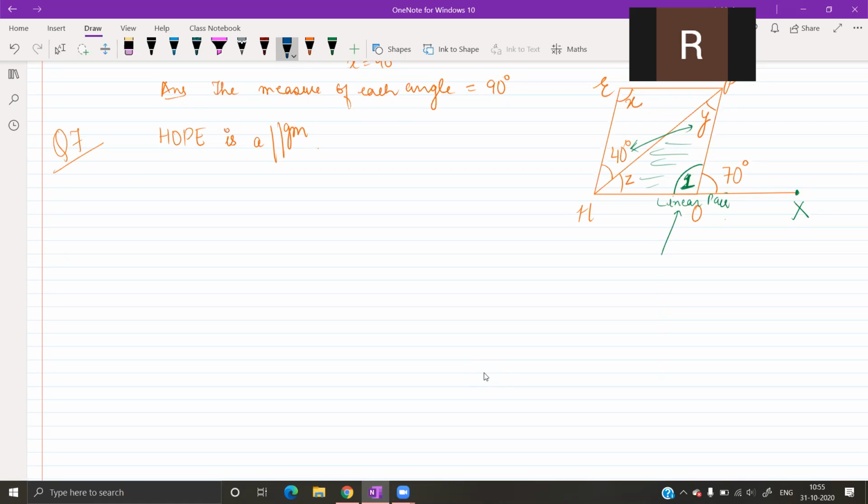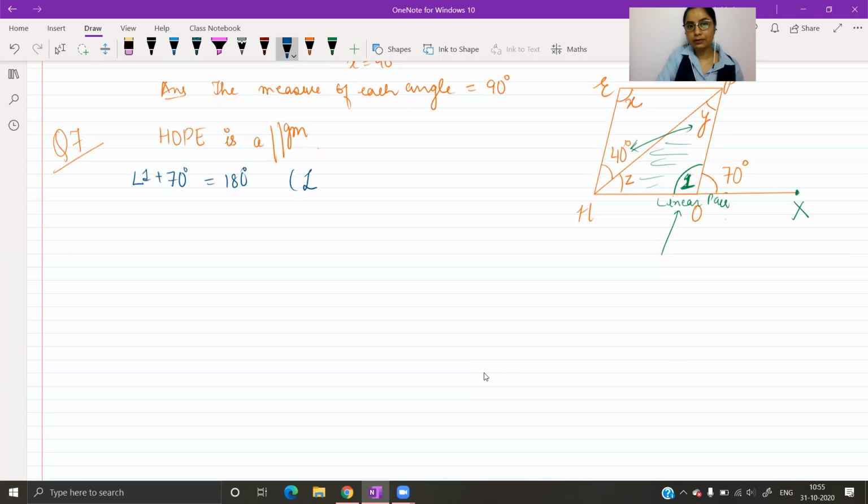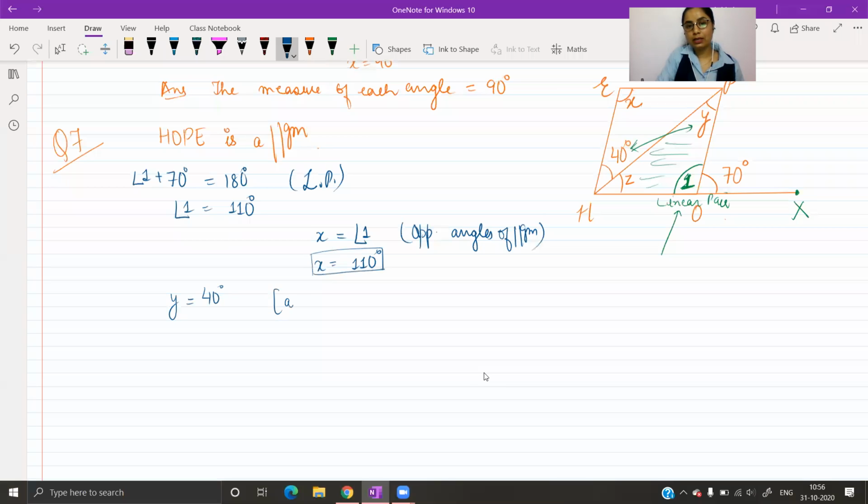Ma'am, angle 1 is 110 degrees. Angle 1 and 70 degrees form a linear pair, and angle 1 comes out to be 110 degrees. Now I can find the angles marked as x, y, and z. X is equal to angle 1. These are the opposite angles of a parallelogram, so they will be equal. X will have the same measure as angle 1, which is 110 degrees. And then, as Ananya said, y and 40 are a pair of alternate interior angles. They will be equal. We have the measure of y as well.